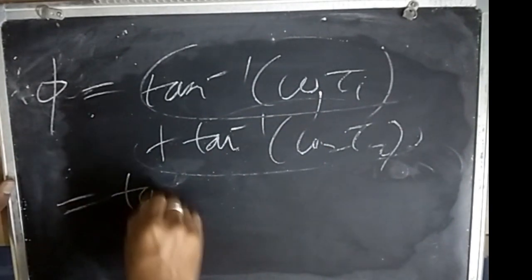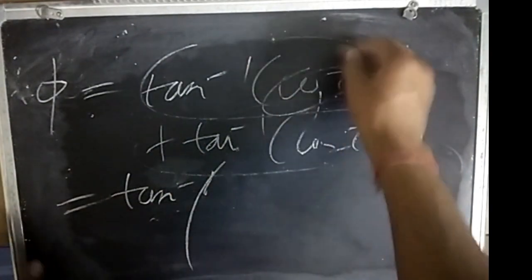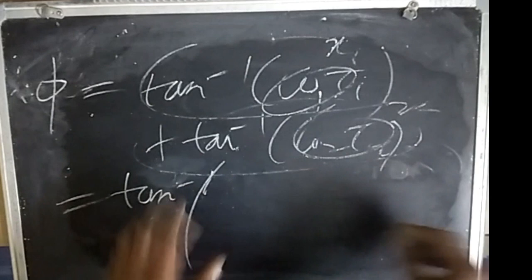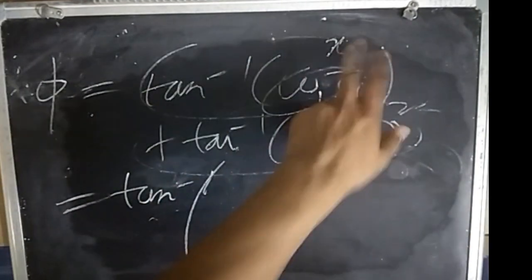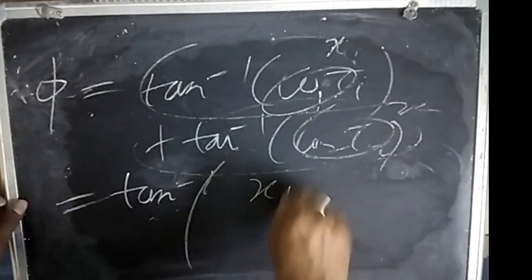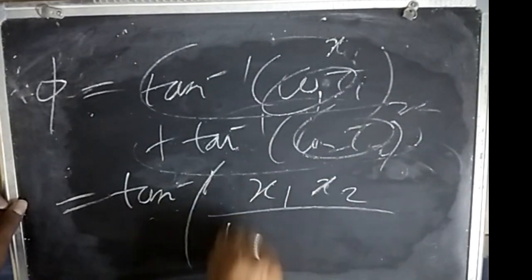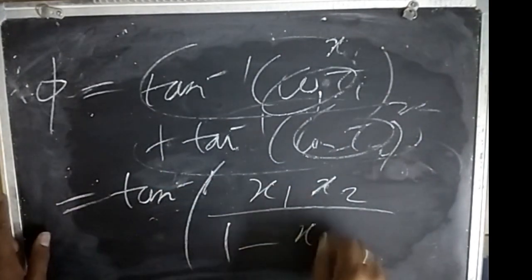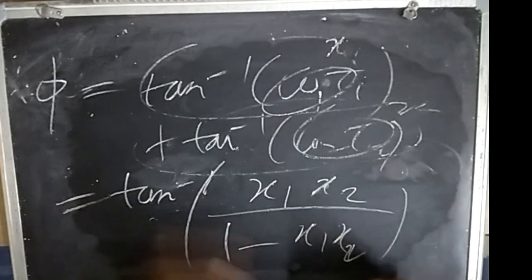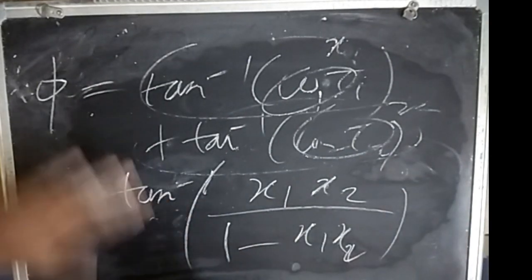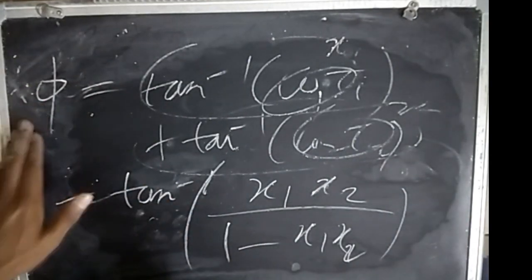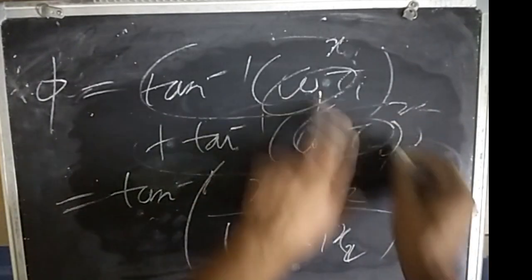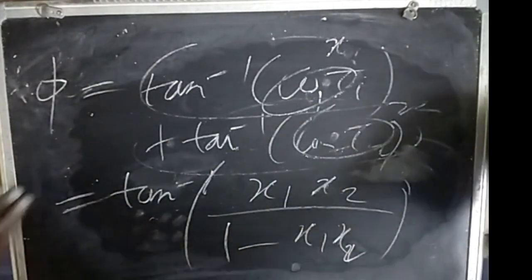So use the tan inverse property. How? Let's say this is my x1, this is my x2, so tan inverse of x1 plus tan inverse of x2 is tan inverse of (x1 plus x2) divided by (1 minus x1 x2). Put that over there, so you get tan phi, and since phi depends on omega, you can get the value of omega as well.